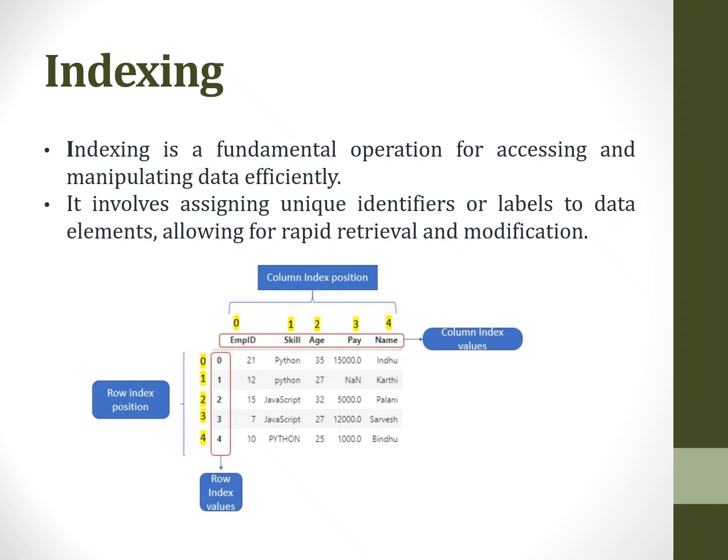Next is indexing, a fundamental operation for accessing any data efficiently. It actually involves assigning identifiers or labels. So we assign labels here. These are the row index values, these are the column index values, and we have index positions corresponding to those values. These are considered as the row index positions.